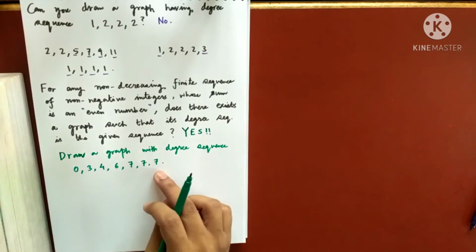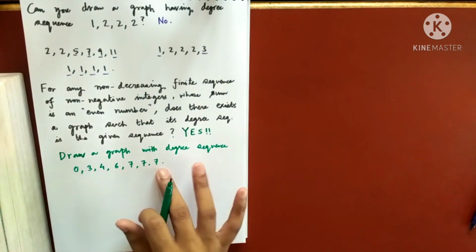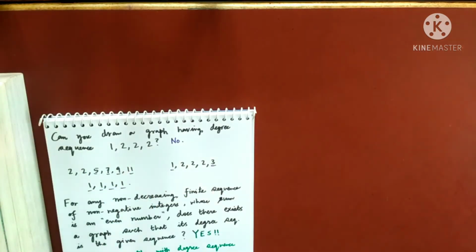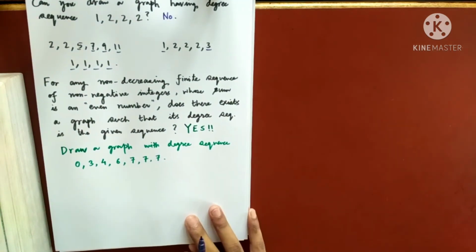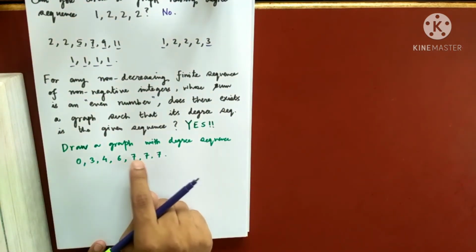Like you may write any numbers and you may try drawing a graph. So this idea you will use to draw the graph given this degree sequence, or given this degree sequence, or given this degree sequence. Okay, so how many vertices would be there? 1, 2, 3, 4, 5, 6, 7.